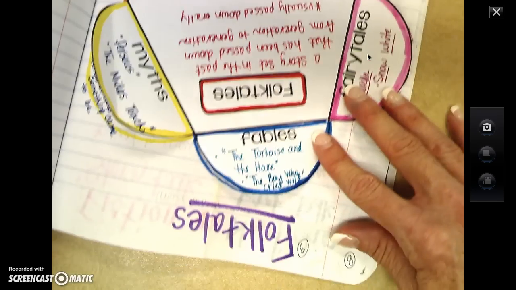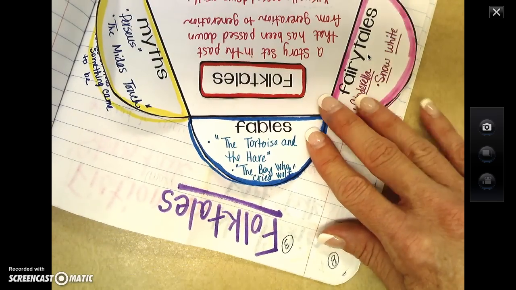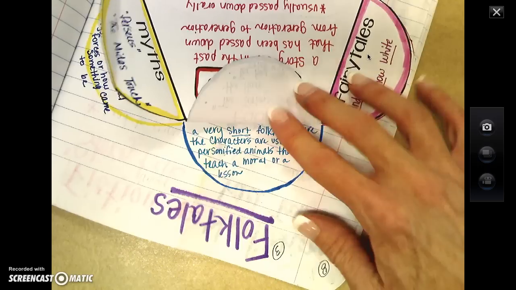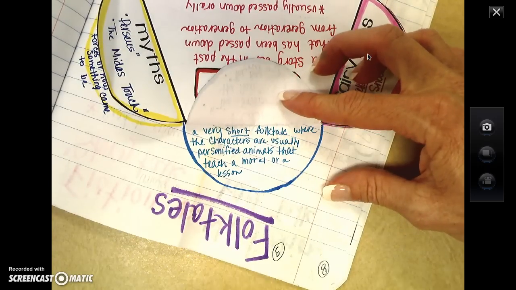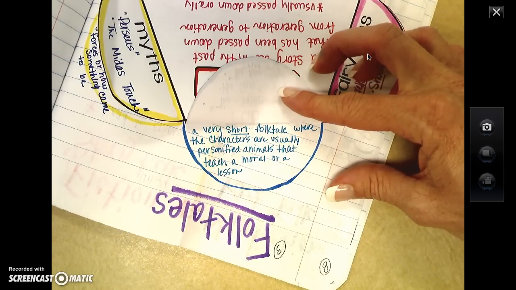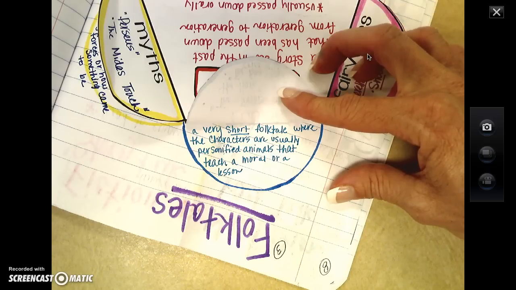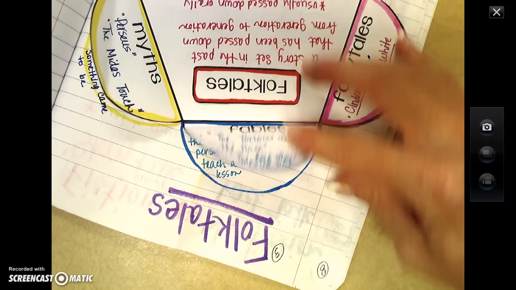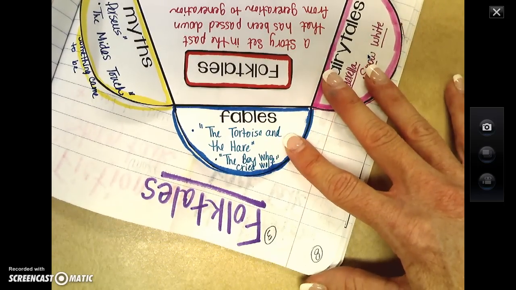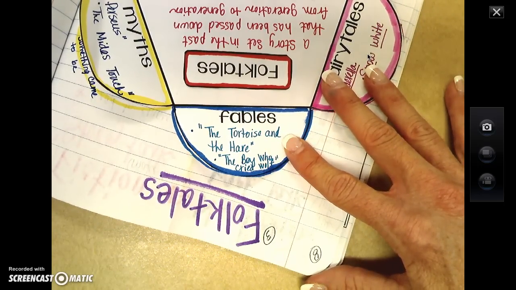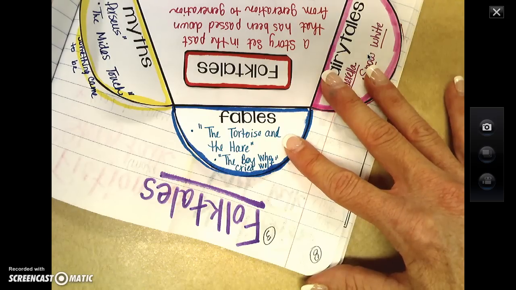Next, we have fables. Fables, the definition would be a very short folk tale where the characters are usually personified animals that teach a moral or a lesson. The most famous fables are from Aesop, or Aesop's Fables: The Tortoise and the Hare, and then another one is The Boy Who Cried Wolf.